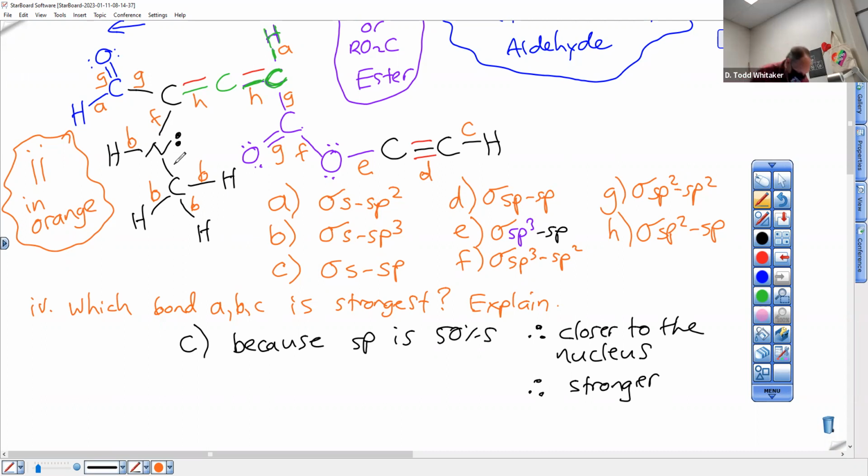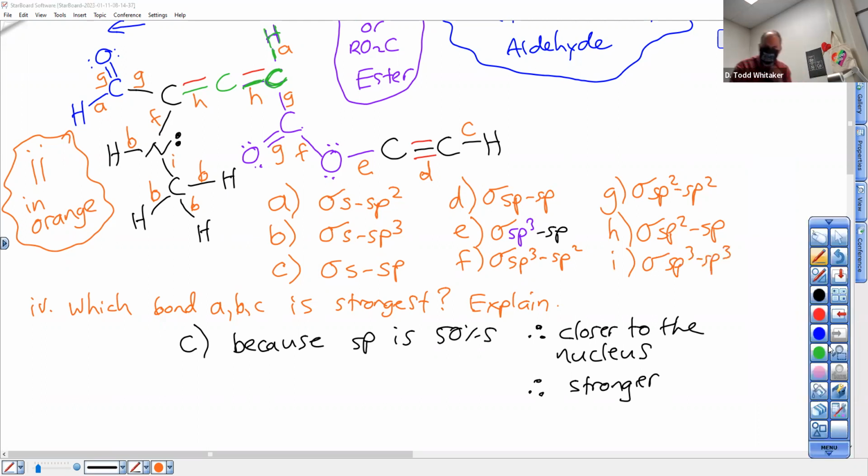And what are you going to call I? What do you call I? sp3, sp3. Only one of those. What kind of molecules have the most sp3, sp3s in them?